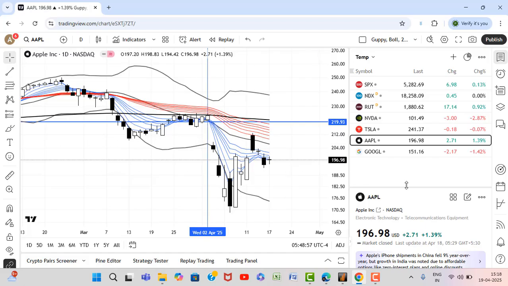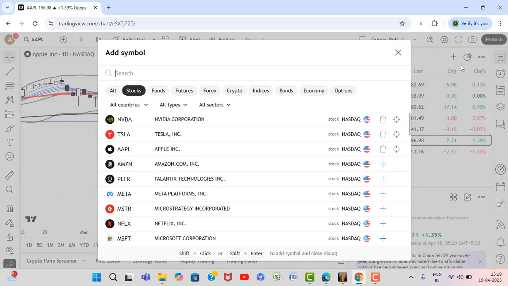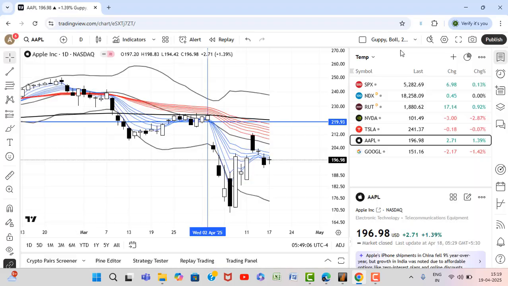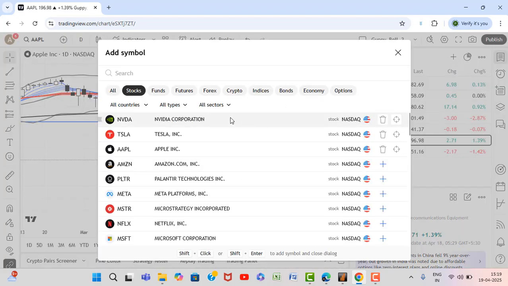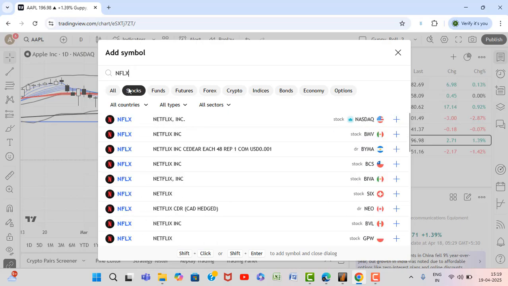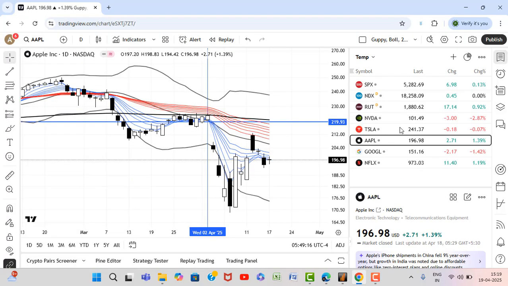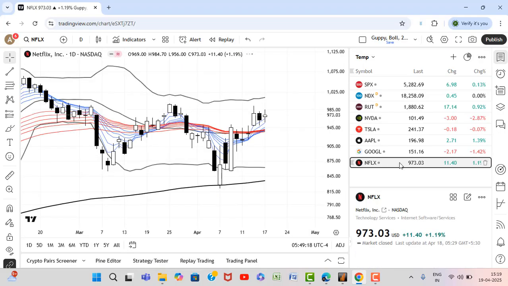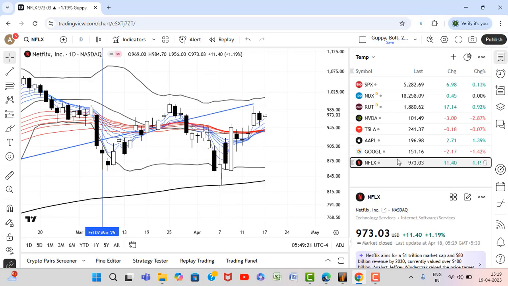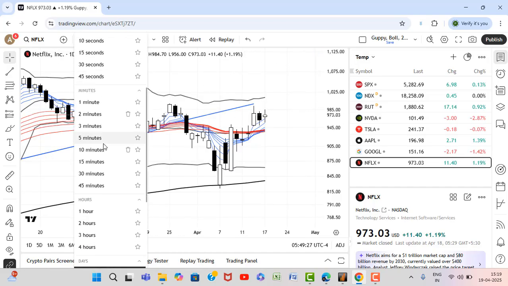Then I have not put Netflix here. Let me put Netflix also here. So it's the same way. You press the plus button here. It will show go to stocks. Type the Netflix symbol, or you can type the whole name also. Put a plus here, and Netflix comes up. So Netflix on Jan 2023 on weeklies. So I'll put weeklies here.